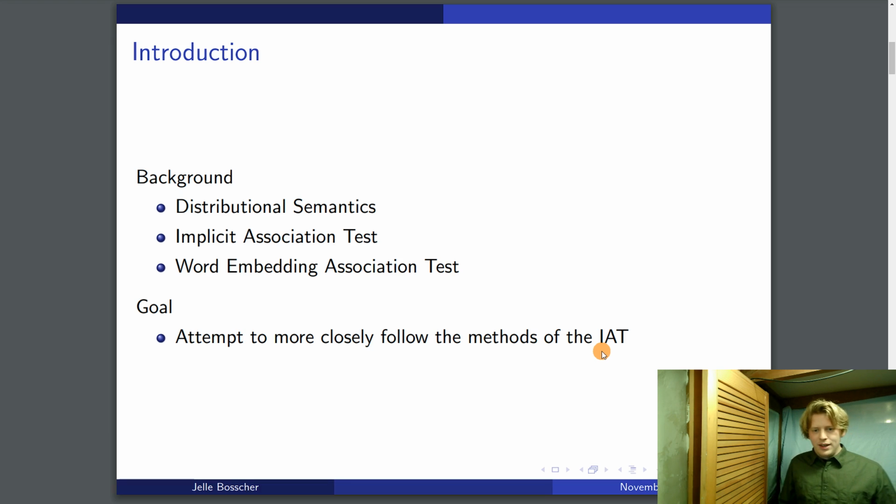And what I did in my thesis is that I attempt to replicate the word embedding association test. However, I use a method that is more closely related to the methods that are used in the IAT, which the word embedding association test does not.